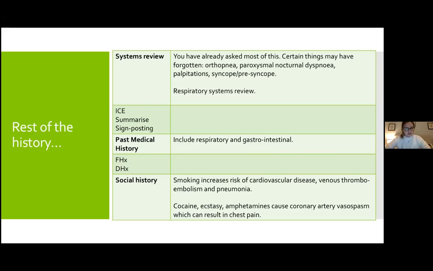So once you've asked that, you're then going to go on to your family history and drug history. And then your social history, like we've said before, really important to ask about smoking because it does increase the risk of cardiovascular disease, VTE, so obviously which is your PE, and then pneumonia as well. And then, like I said before, just ask about illicit drugs because you can get chest pain from use of these illicit drugs.